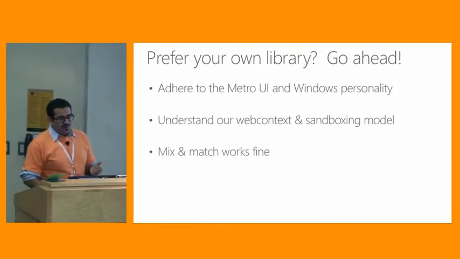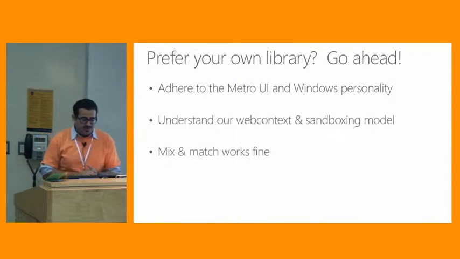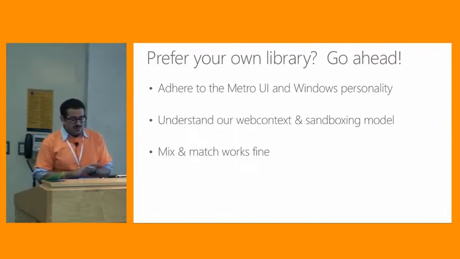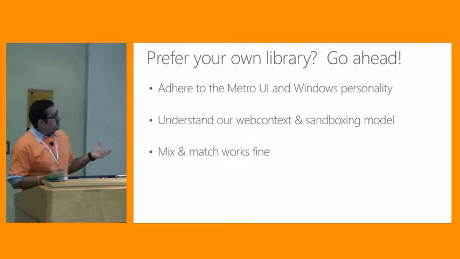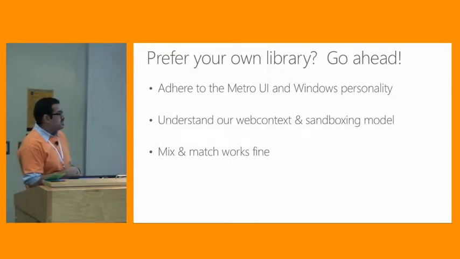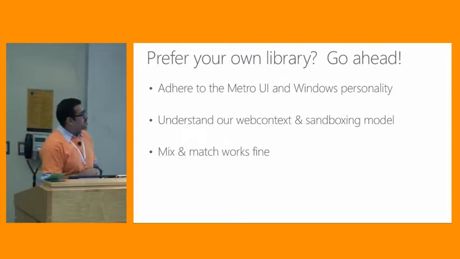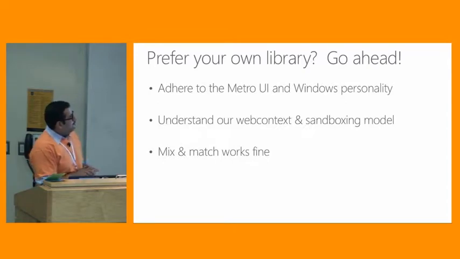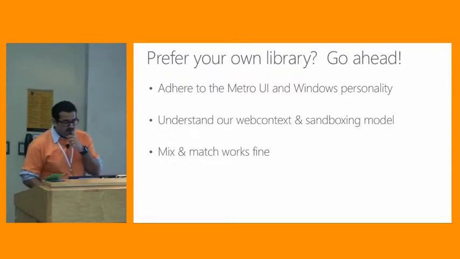If you do prefer your own libraries like jQuery, Knockout, you can mix and match with Win.js and build some cool apps. You just have to understand the web context and sandboxing model. Obviously, Win.js also gives you additional plugs into the WinRT APIs, which you have to be aware of. And as long as you play well with Win.js, your apps can use other libraries and frameworks as well.